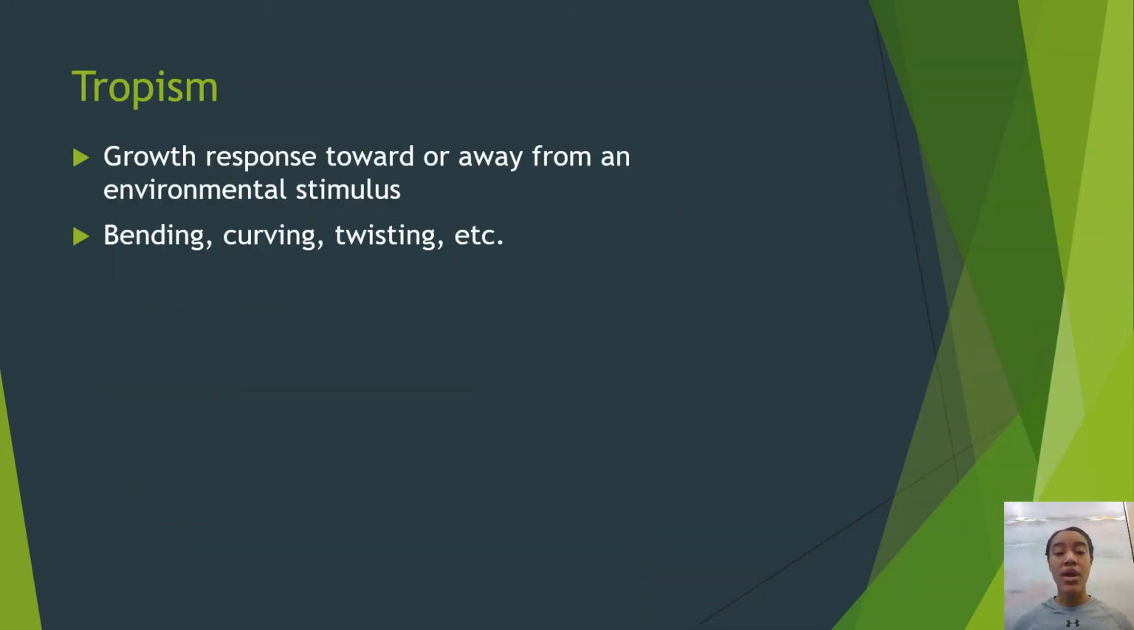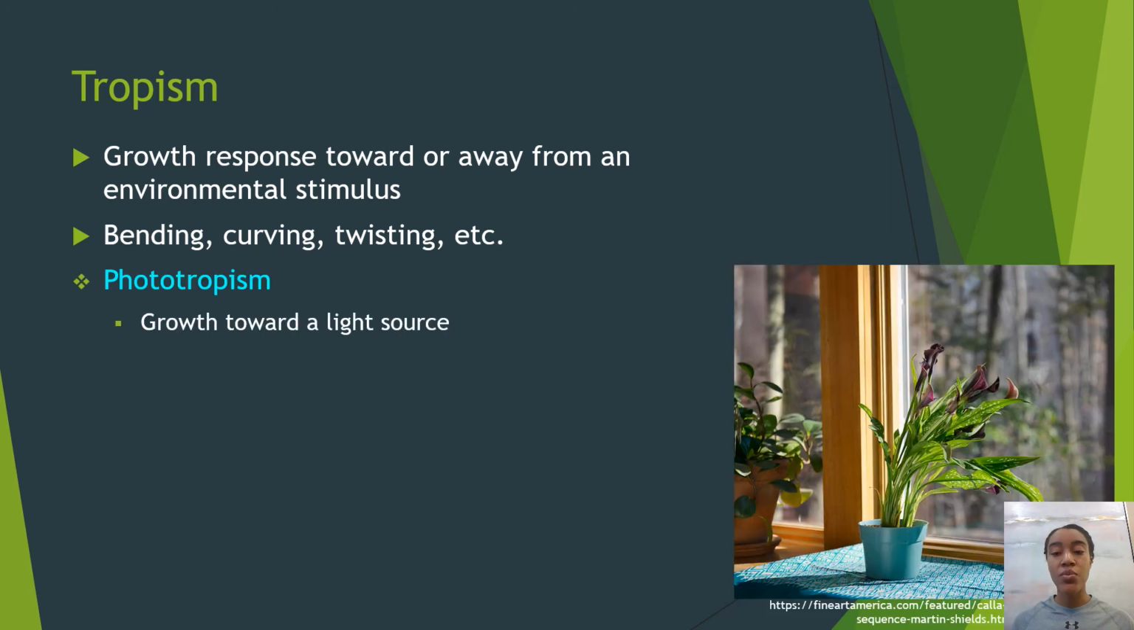Hormones and tropism go hand in hand. Like I talked about, hormones allow a plant to respond to environmental stimuli. The response is tropism. And tropism is defined as the growth of a plant toward or away from a particular stimulus. You can visualize it as bending and curving and twisting in plant stems and leaves. One form of tropism that most of you are probably familiar with is phototropism.